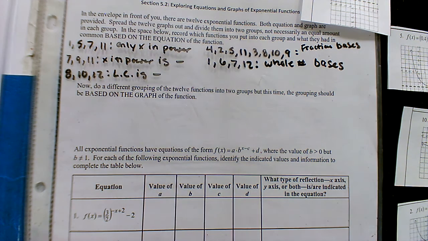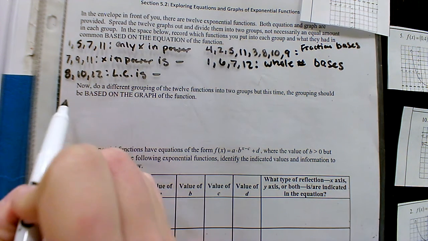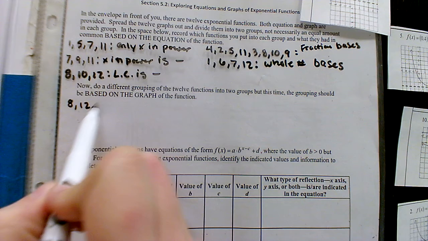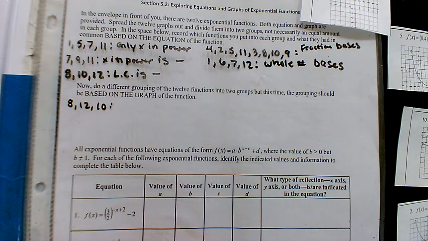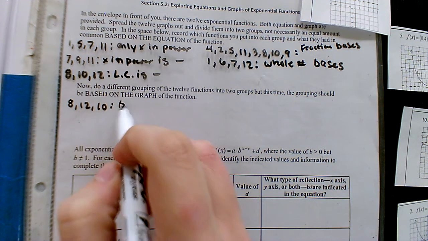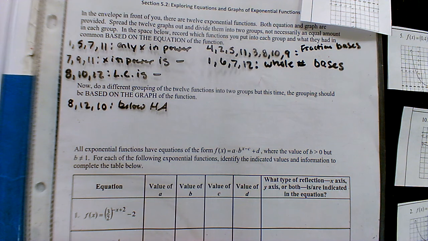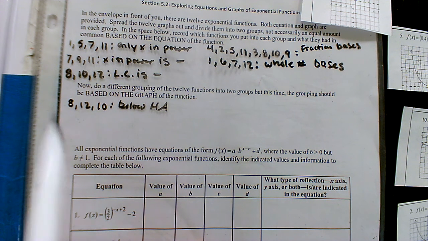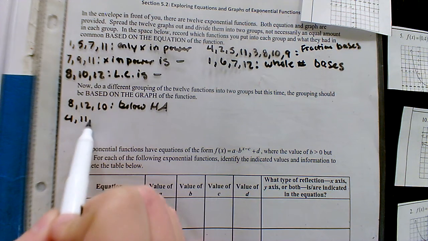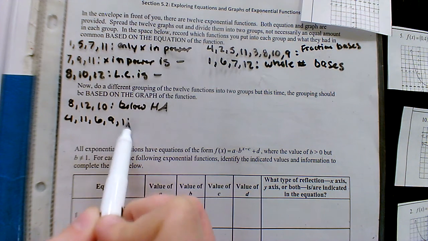All right, let's check out these graphs. We're going to work backwards. Ladies in the back, can you give us one of your groups? 8, 12, 10. And what did they all have in common? They're all below that horizontal axis. Below the horizontal asymptote. Good. Okay. My 3 gentlemen, did you come up with a group? Yeah, we had 4, 11, 6, 9, and 1. Okay. They're all above the horizontal axis.